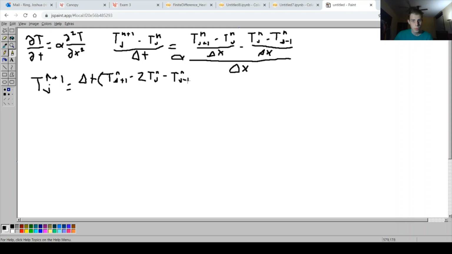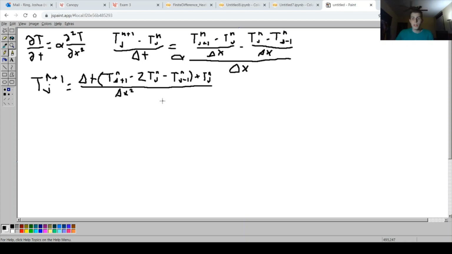And then obviously we have to add the T j n over. So we'll have plus T n j. And then this is going to be over, because we just simplified this, delta x squared.